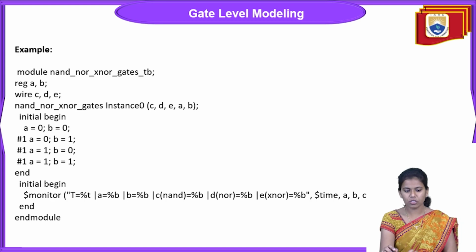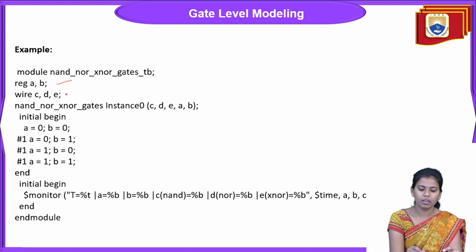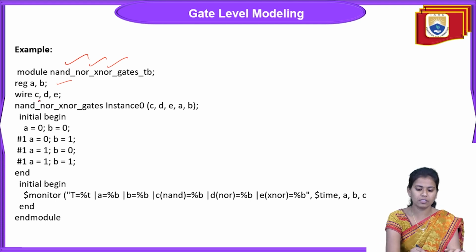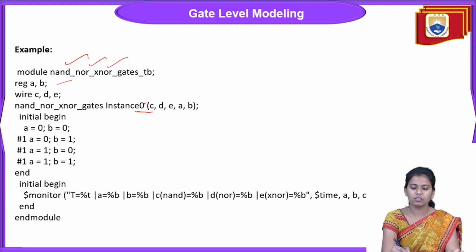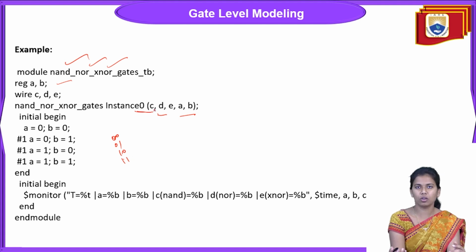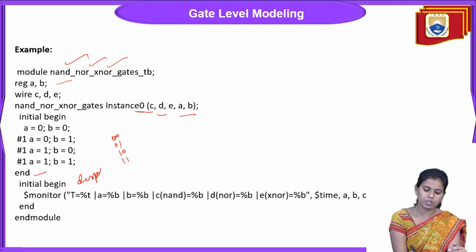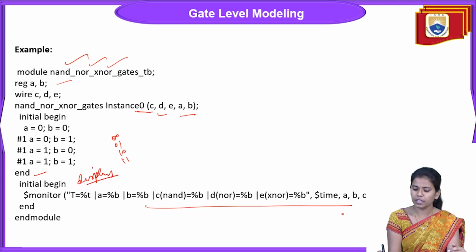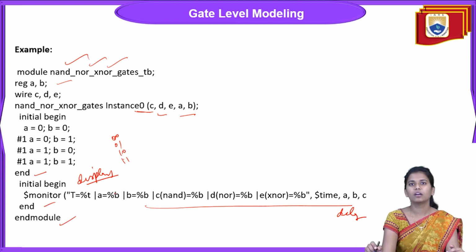And coming to the test bench, here the same registers A and B. Here my wire consists of C, D, E. Why? Because I'm considering three gates, so the output of each gate is represented as C, D, E. And for the gate instance 0, only one instantiation we are considering, with output and the inputs. And I'm beginning with the combinations 0 0, 0 1, 1 0 and 1 1, and ending up with this. And for display purposes, monitor with a delay, ending up with endmodule.